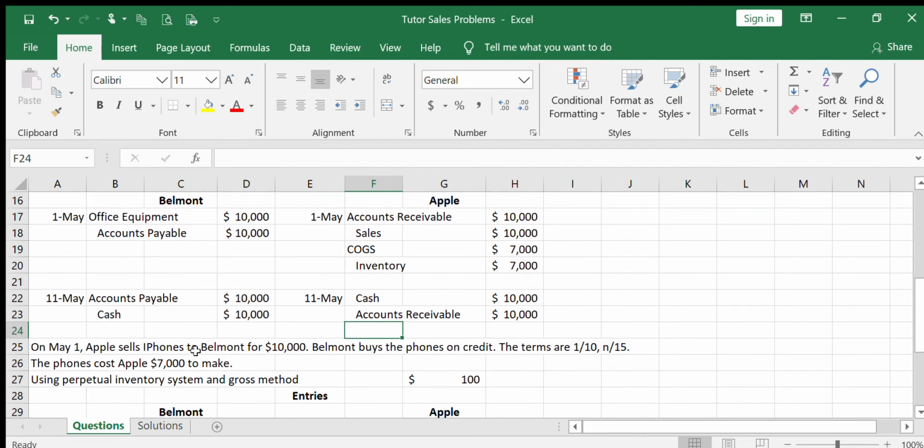All right, last but not least, we're basically going to do the same exact thing we did in problem 2, but there's a little bit of a twist at the end. So Belmont buys the phones on credit. The terms are 1/10, n/15. So we just went over what n/15 means, but what does 1/10 mean?